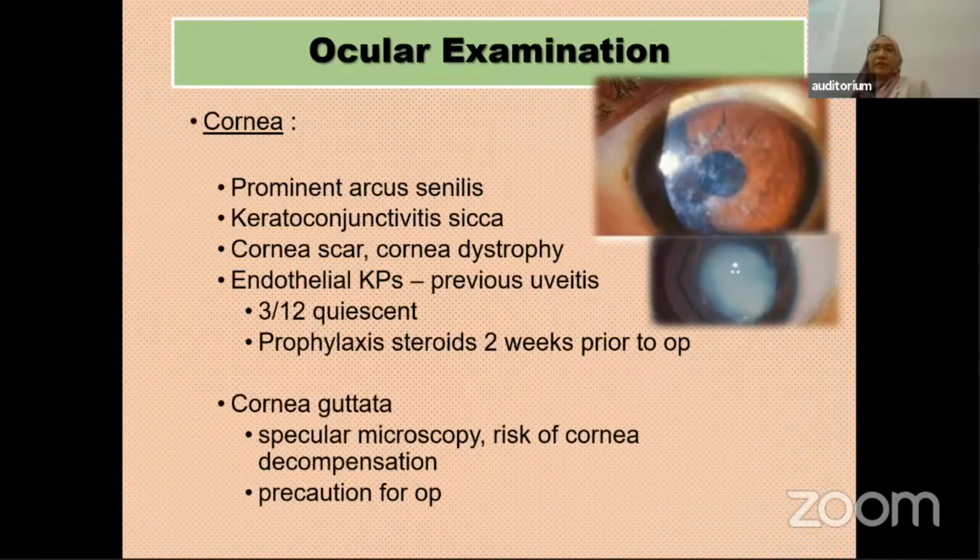And then if patient has cornea guttata, we must look carefully at the cornea, okay? We must use slit light. And then we might need to proceed with specular microscopy to look for the endothelial cell counts, because there's a risk of cornea decompensation. So in specular microscopy, if let's say they count more than 2,400 cells per mm square, then it's considered normal. If let's say less than 1,000, so you consider high risk of corneal decompensation. Okay. And then also precaution for operation.